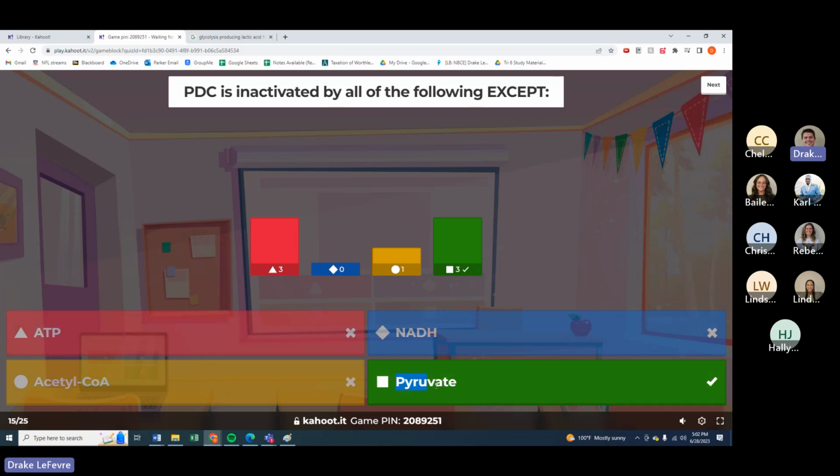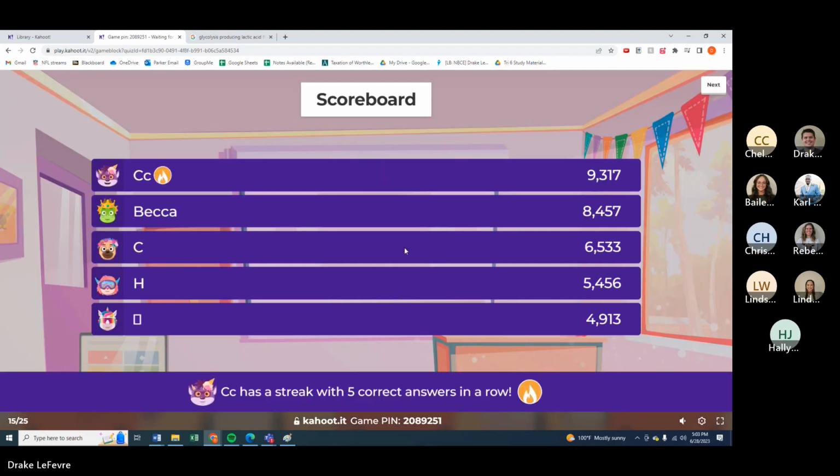However, pyruvate is one of the substrates, one of the reactants for PDC. So if we have a big buildup of pyruvate and we don't have acetyl-CoA, don't have ATP, and we don't have NADH, then the pyruvate will push the PDC to be activated and to continue to convert pyruvate to acetyl-CoA.